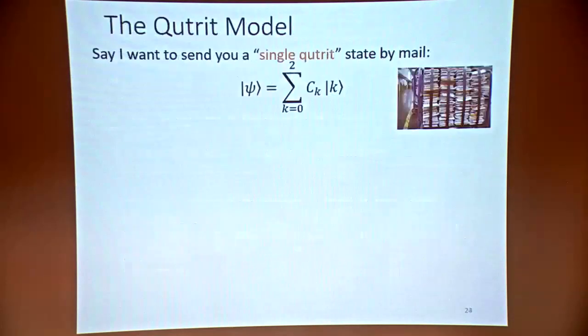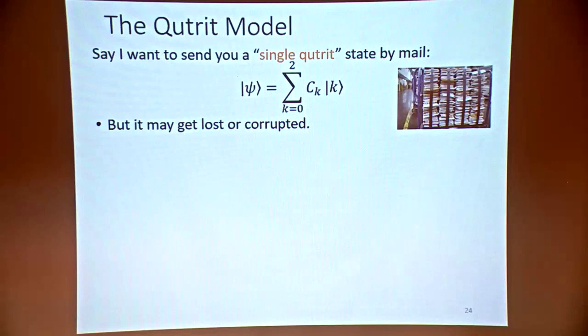The toy model is the so-called qutrit model. So the idea is that I want to send you a state that describes a single qutrit. A qutrit is a 3-dimensional version of a qubit. So a qubit takes either 0 or 1 or their superpositions. A qutrit has a 3-dimensional Hilbert space. So this is a general state of a single qutrit with basis labeled by k. I want to send you that state by mail. And as we know, mail is never reliable, so it may get lost or corrupted.